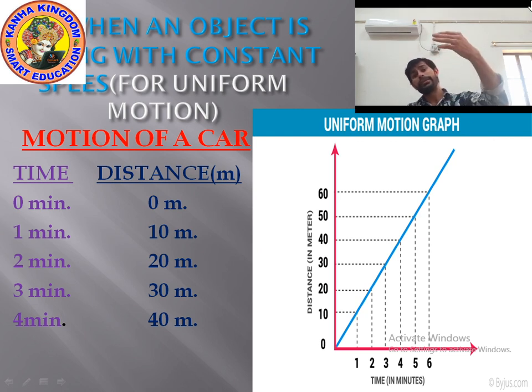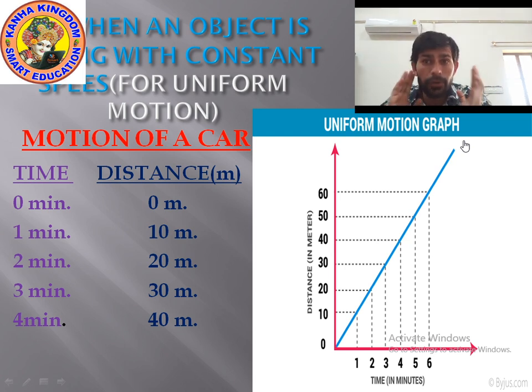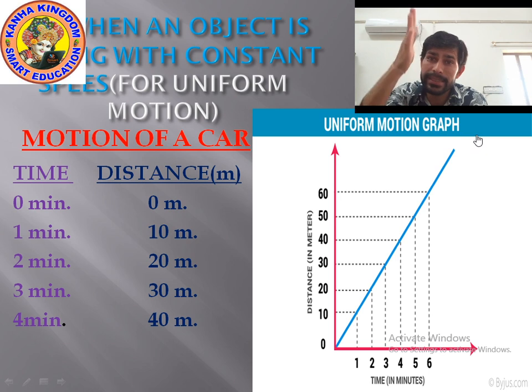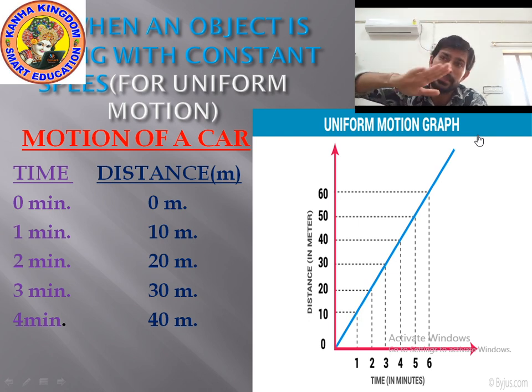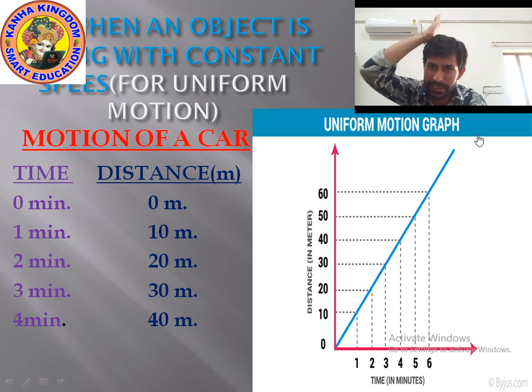So what is happening? In uniform motion, the car is going straight without changing speed, with constant speed. So you can see the graph for it. The graph will be a straight line graph. You write the time in minutes on the x-axis and the distance on the y-axis. Time is 1, 2, 3, 4, 5, 6. Distance is 0, 10, 20, 30, 40, 50, 60.